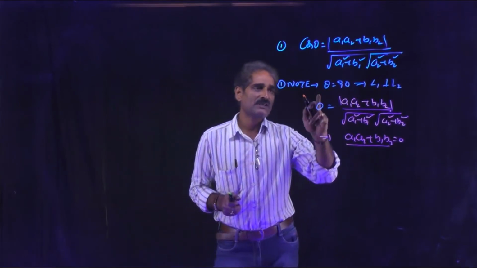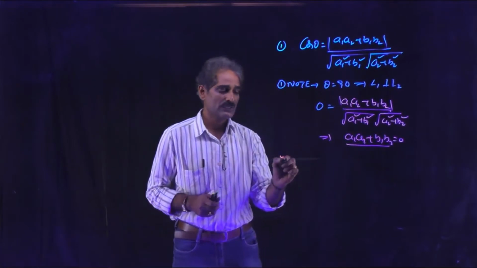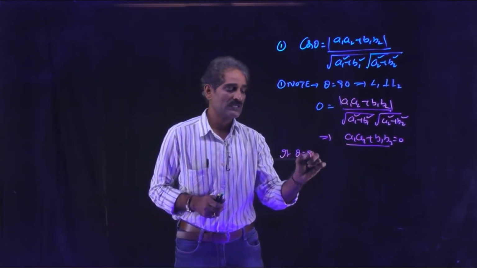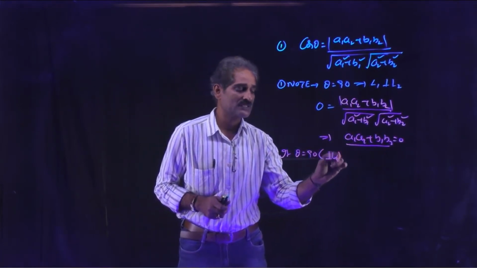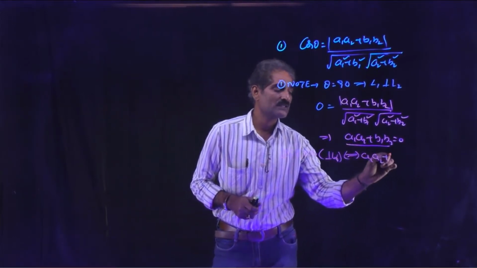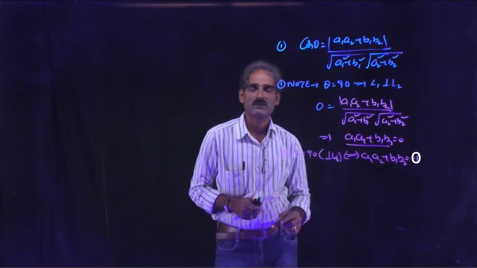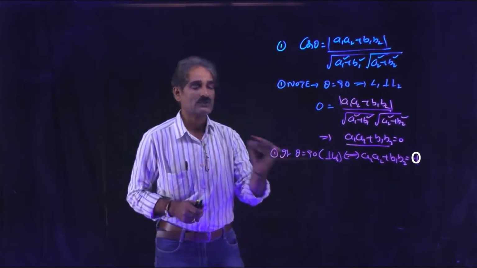Theta equal to 90 if and only if A1 A2 plus B1 B2 equal to 0. In terms of slopes, theta equal to 90 degrees, that means perpendicular lines, if and only if m1 m2 is equal to -1. Understand? This is the first one.